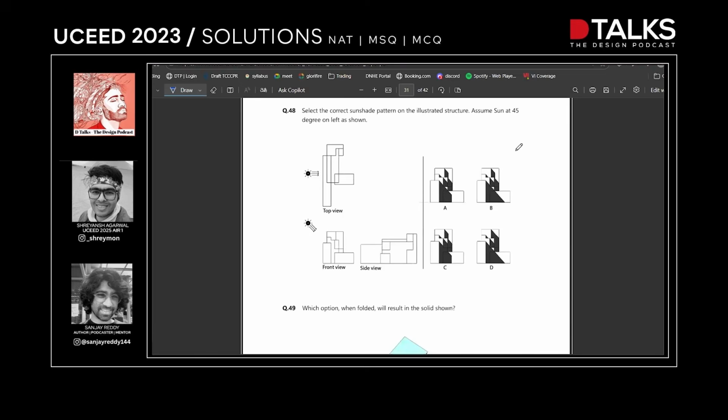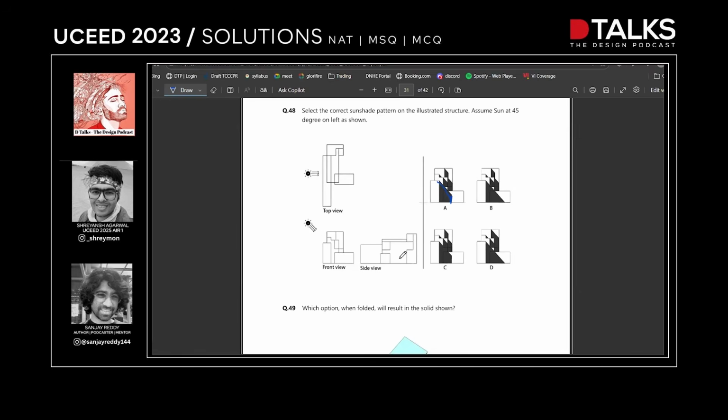Select the correct sunshade pattern on the illustrated structure. Assume sun at 45 degrees on the left as shown. Right. So in these questions, you should always compare the options. So in options A and B, the difference comes up over here. The shadow.